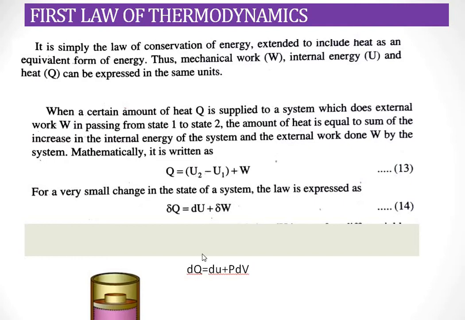So from the first law, we know that dQ is equal to dU plus pdV. Let us analyze this equation under different conditions. What happens to this equation in the case of an isothermal process, where the temperature is constant? In an isothermal process, the temperature is always constant.